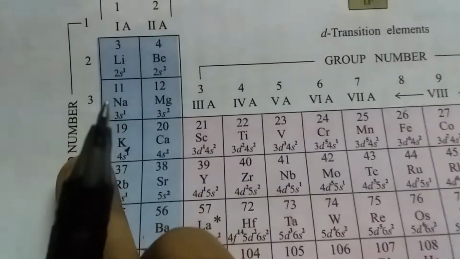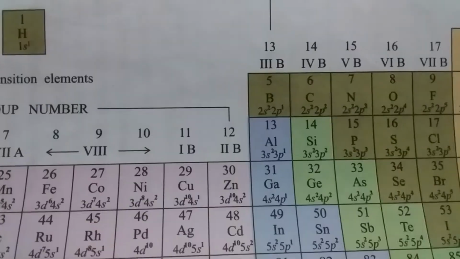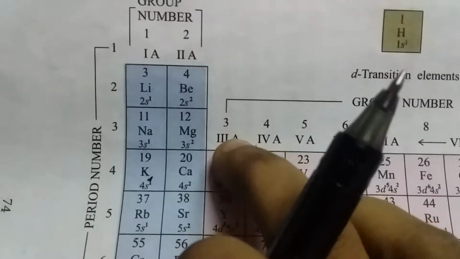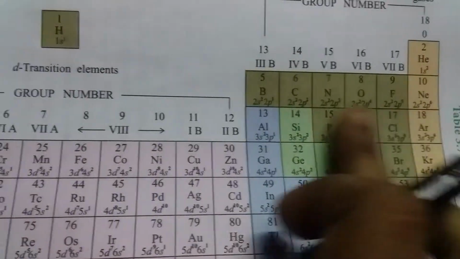In the same way, in the third period the electrons are added in the 3s orbital followed by the 3p orbital. Therefore the second period and third period each have 8 elements: 2 in the s orbital and 6 in the p orbital.